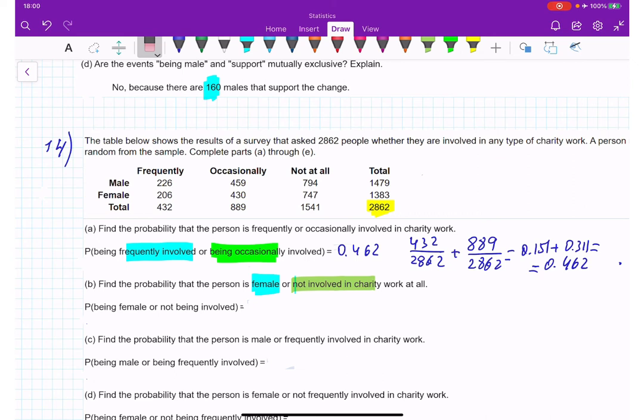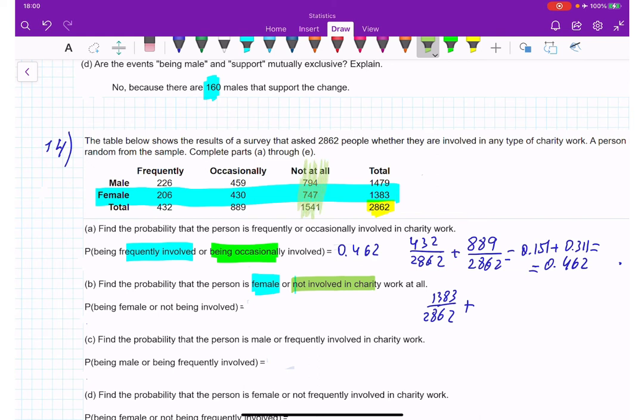Female. Where is our female? Here it is. Horizontally, 1383. So we are going to have 1383 over 2862 plus the one not involved in charity, is this one?